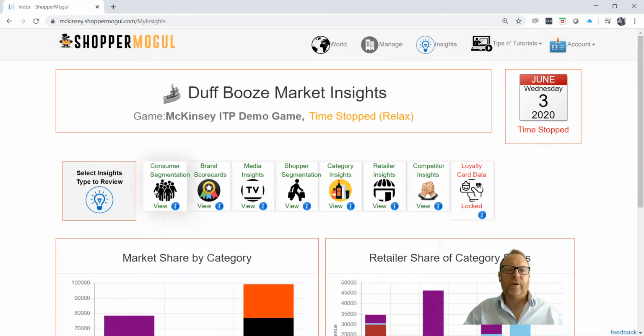If you're the marketing director, you should spend a lot of time focused on consumer segmentation, brand scorecards, media insights. If you're the CEO, you're probably focused on competitor insights. These ones on the right, looking at the overall performance. How can you make sure the rest of your team are working in the right place? If you're the pricing director, it's probably the shopper segmentation that's your single biggest area. And if you're the sales director, frankly, quite a few of these are important. Consumer segmentation, shopper segmentation, retailer insights.